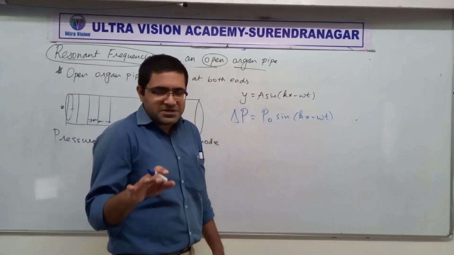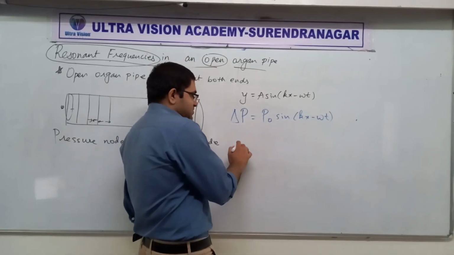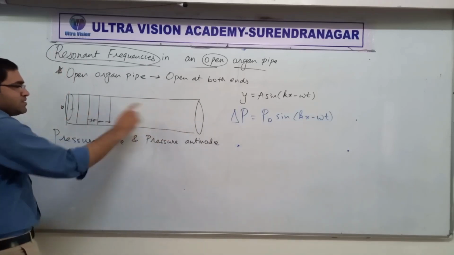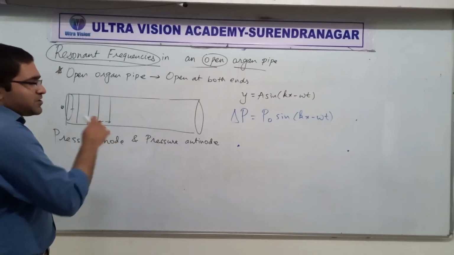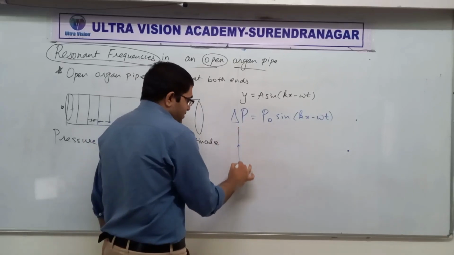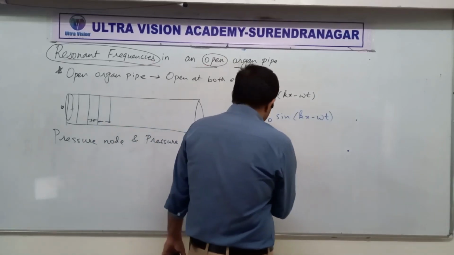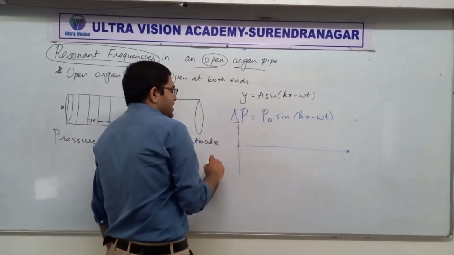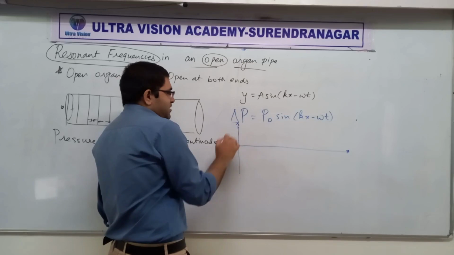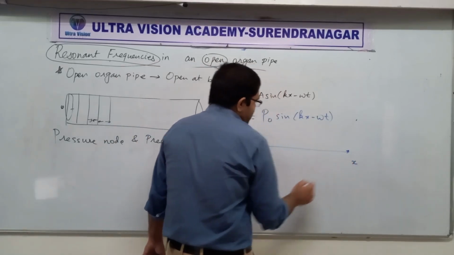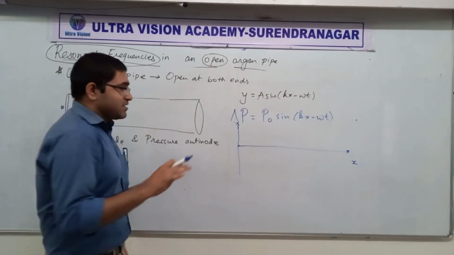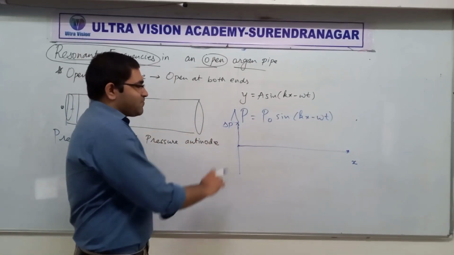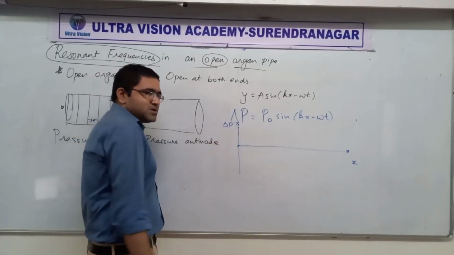What does this mean? Listen to this carefully. Suppose these are the two endpoints of this pipe. I am going to draw a graph of pressure versus position, that is x. Mind well, it's a graph of pressure versus position.